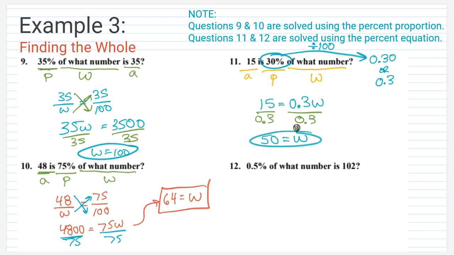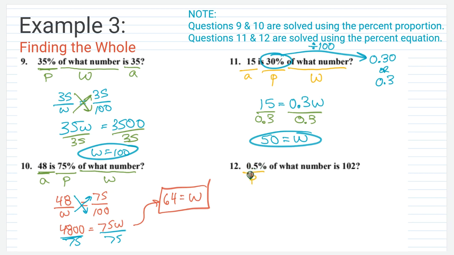Okay, so for this last one, same idea. It says 0.5% of what number is 102. So it's a very tiny percentage, so keep that in mind when we do get our final answer. Sometimes students question their math, but 0.5%, it's less than 1%. So it's a very tiny amount. So we're looking at 0.5%.